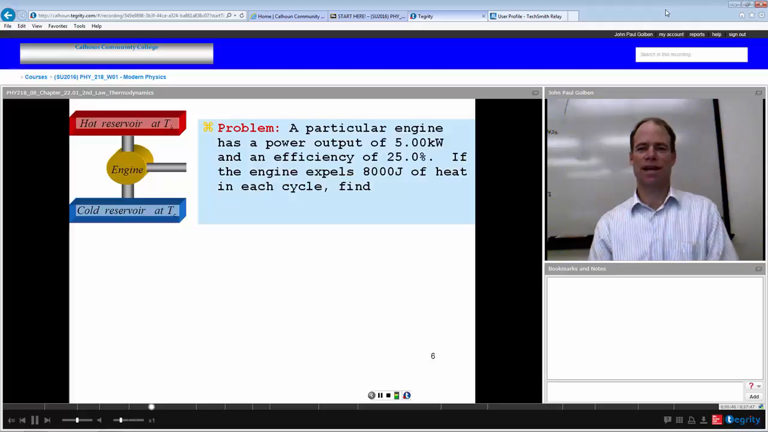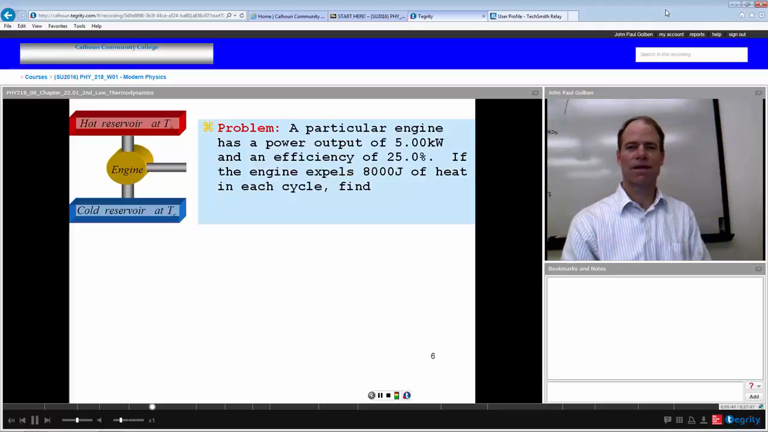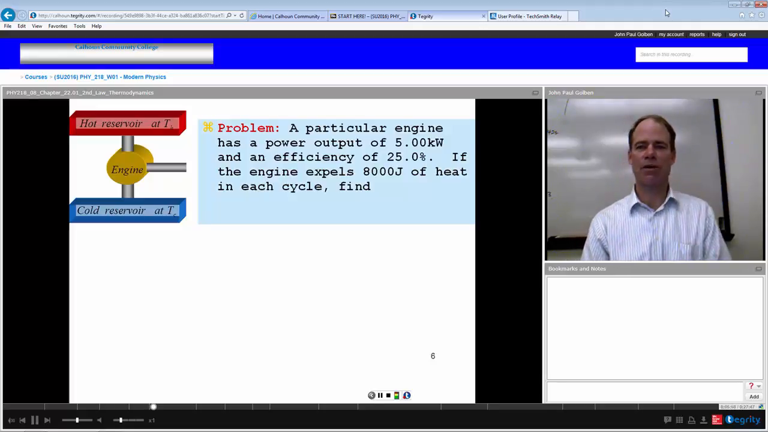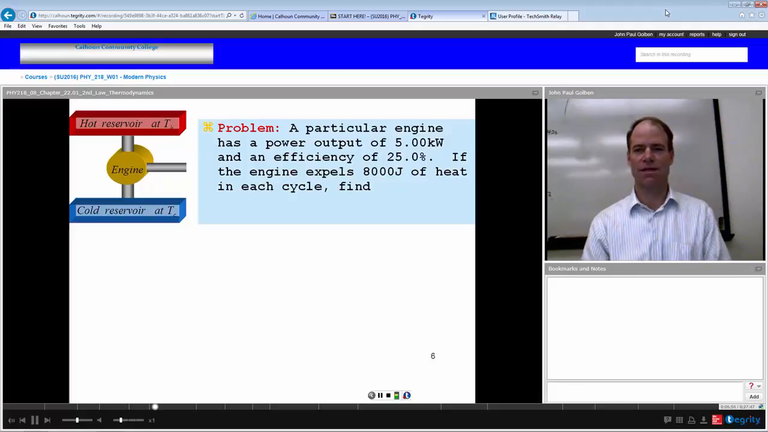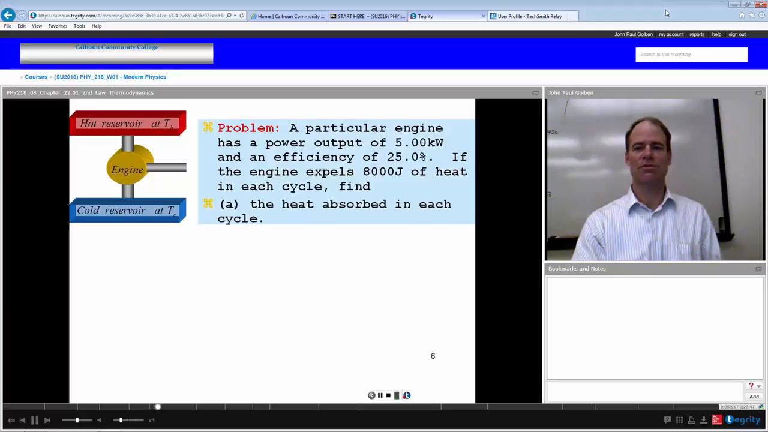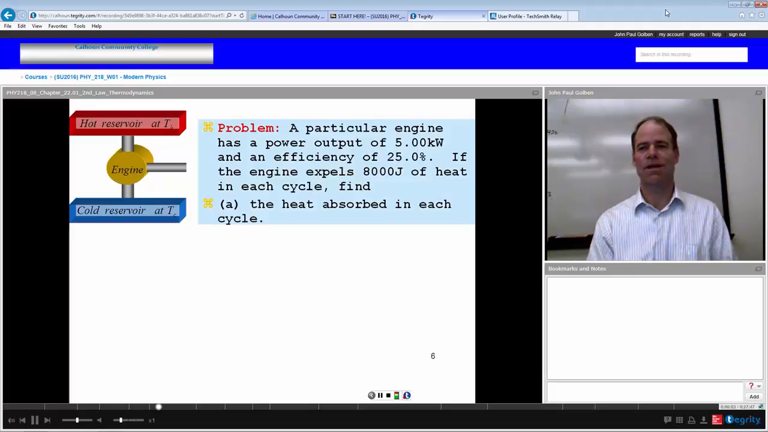Let's try an example. Here's a problem. A particular engine has a power output of 5 kilowatts and an efficiency of 25%. If the engine expels 8,000 joules of heat in each cycle, find, first of all, the heat absorbed in each cycle. So our Q sub C is going to be what we expel, 8,000 joules of heat, and we have a relationship of that to our heat input, Q sub H.